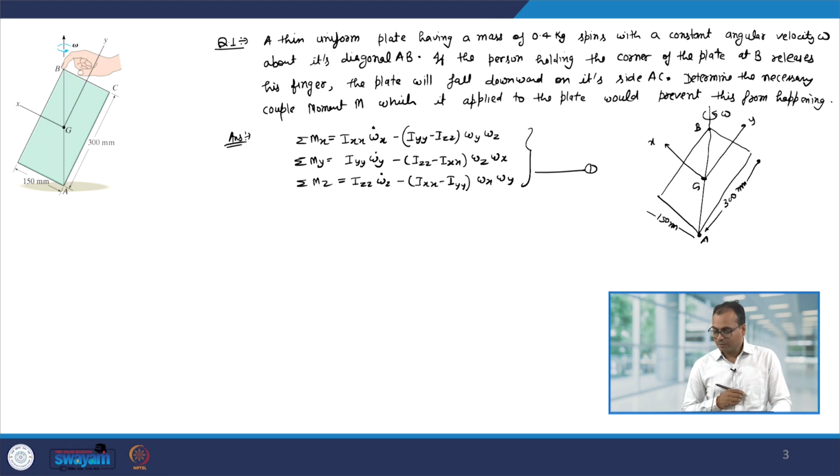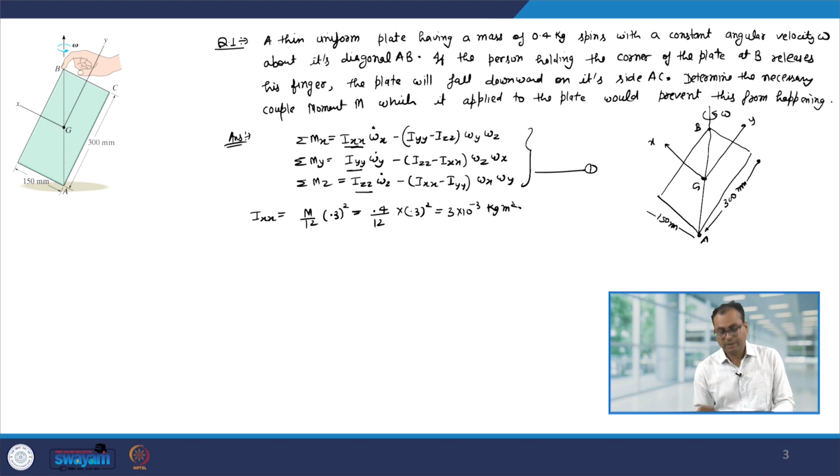Now, the first thing that we have to find out is the moment of inertia about the x, y and z axes, so that we get these values. So, Ixx, the moment of inertia about the x axis, will be m a square divided by 12, where a is the length of this rectangle. So, that will be m by 12 and the length is 300 mm, so 0.3 square. That will be 0.4 divided by 12, because mass is 0.4, multiplied by 0.3 square, and that comes out to be 3 into 10 to the power minus 3 kg meter square.